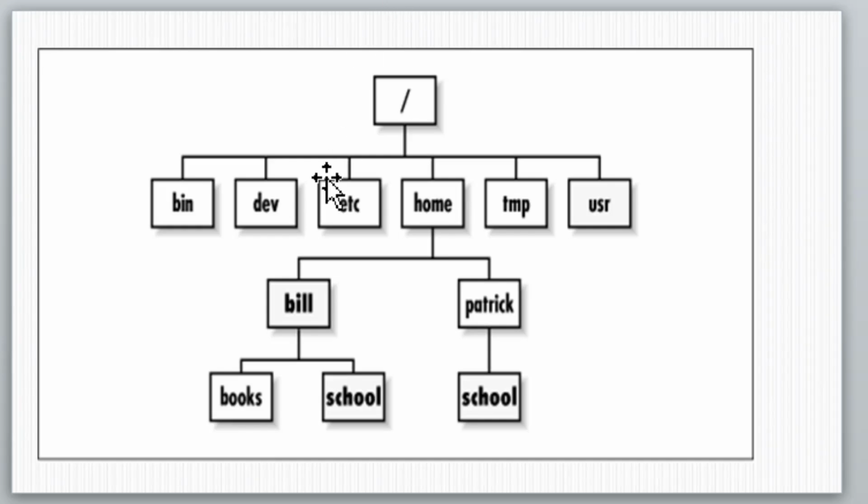So here's a visual overview of how that works. We have our /, which is going to be our root directory here, and under that we can have bin, dev, etc, home, tmp, usr. And then we would have another / in between all these, and we could have Bill and Patrick. And under that we would have another /. We'd have school, or books, school, okay?